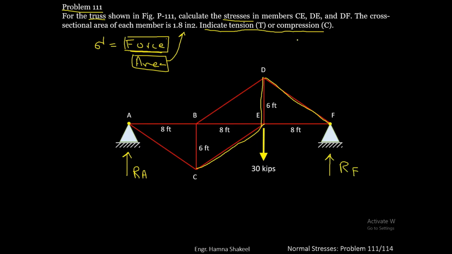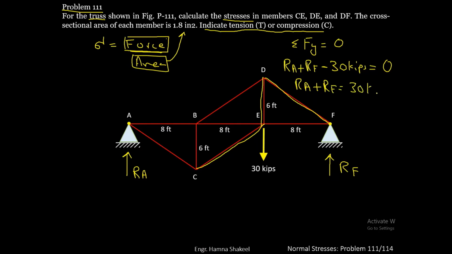Applying equilibrium equation, that is sigma Fy equal to 0. So you have Ra in the upward positive direction plus Rf in the upward positive direction minus 30 kips, that is in downward direction, equals to 0. So it gives you Ra plus Rf equals to 30 kips. This is your equation number 1. The second equilibrium equation is sigma Fx equals to 0. There is no horizontal force acting on this system, so you cannot use this one.